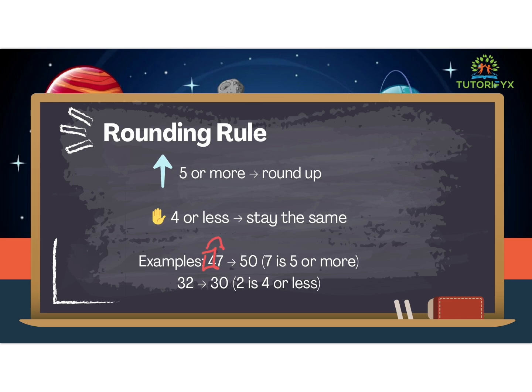Then I'm going to put an arrow to my neighbor. That neighbor is going to tell me whether or not I need to round up or if I need to stay the same. So let's look at our rule. 5 or more, round up. 4 or less, stay the what? Stay the same. Obviously, that 7 is greater than 5, so that 4 is going to go up just by 1, and everything else behind that 4 turns into a 0. So it rounds to 50. Let's keep on practicing.